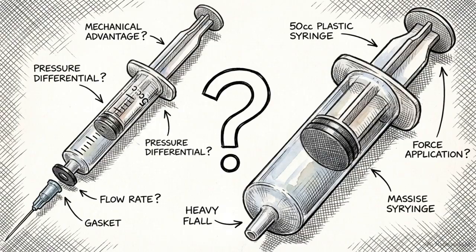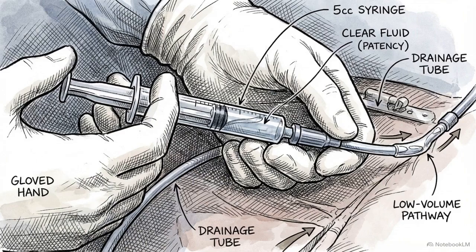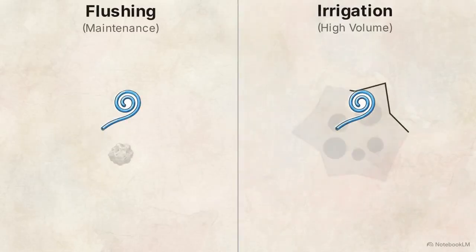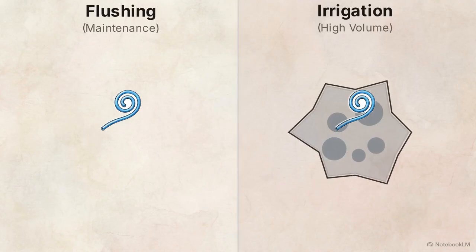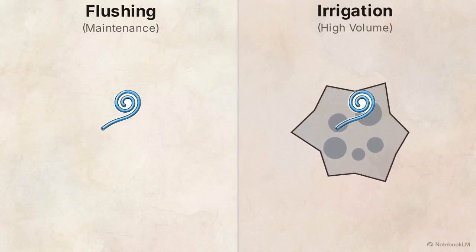At the bedside, the physical management of the tube is often mishandled due to confusion between flushing and irrigating. Flushing is the injection of a low-volume fluid strictly to maintain tube patency. It clears viscous blockages located inside the plastic lumen itself. Irrigation is entirely different. It uses high-volume fluid to actively wash out the entire biological cavity surrounding the tube.